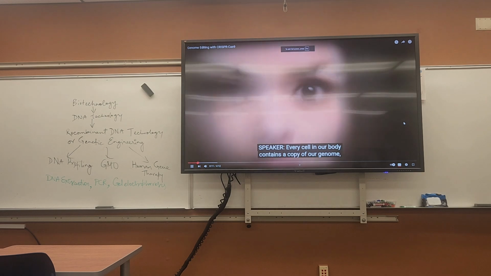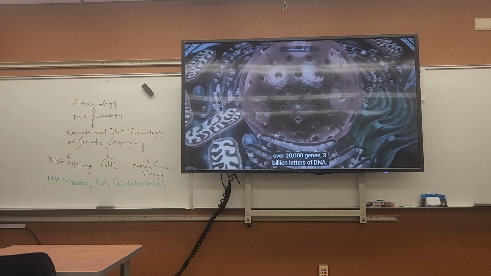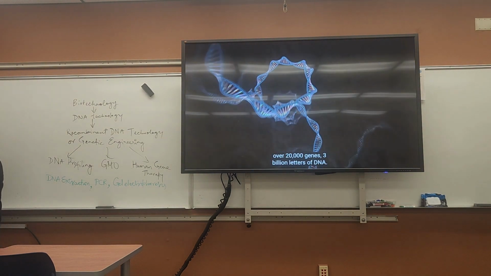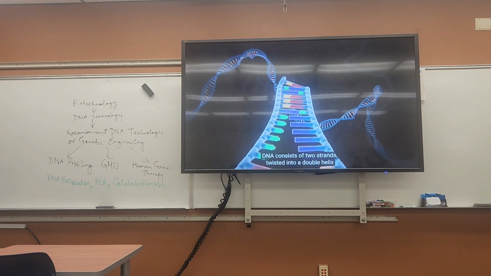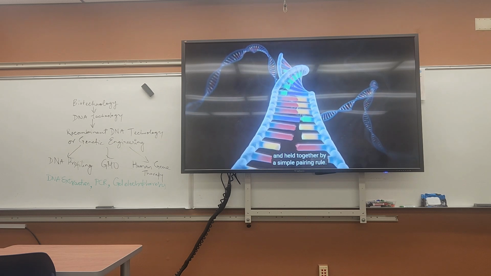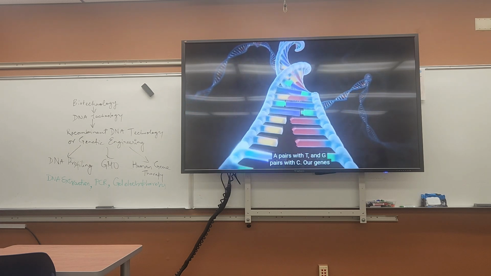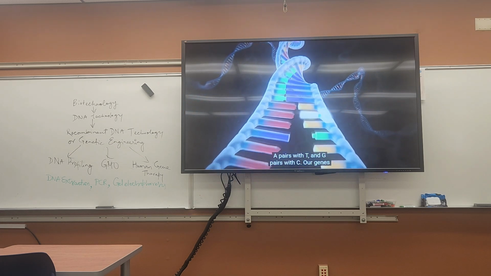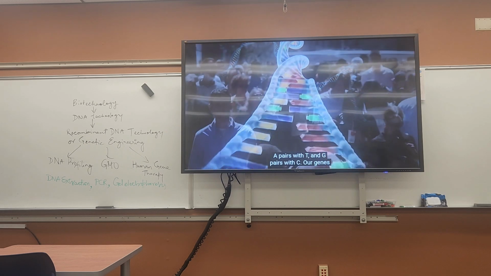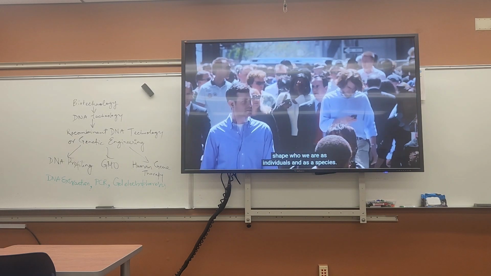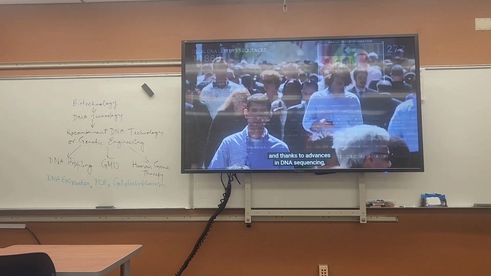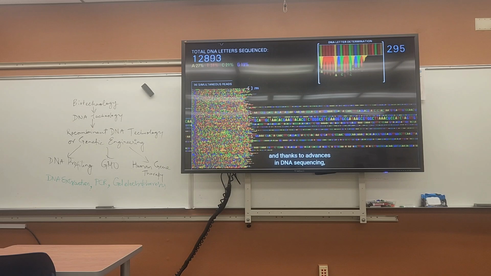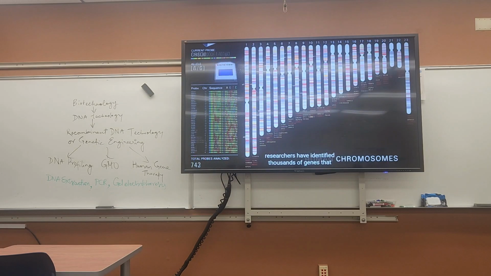Every cell in our body contains a copy of our genome, over 20,000 genes, 3 billion letters of DNA. DNA consists of 2 strands twisted into a double helix and held together by a simple pairing rule. A pairs with T and G pairs with C. Our genes shape who we are as individuals and as a species. Genes also have profound effects on health, and thanks to advances in DNA sequencing, researchers have identified thousands of genes that affect our risk of disease.